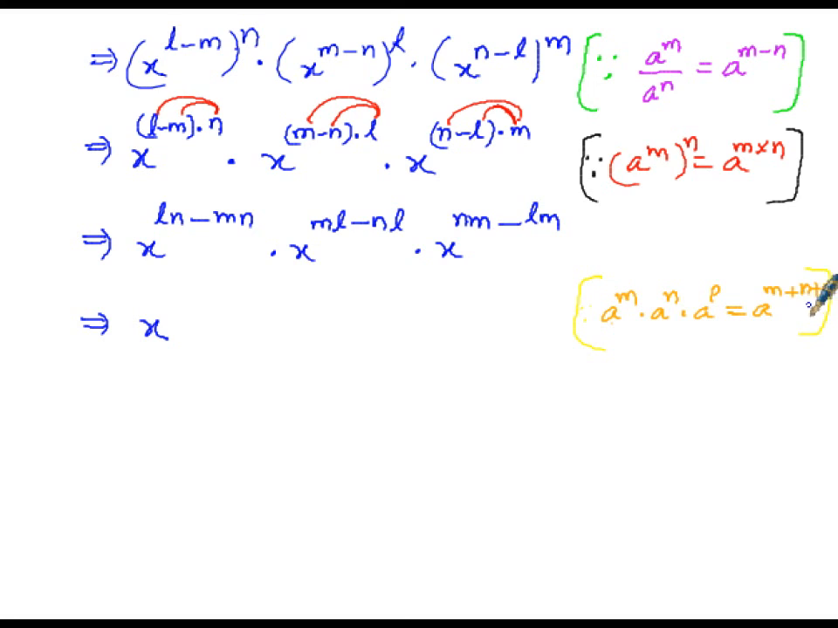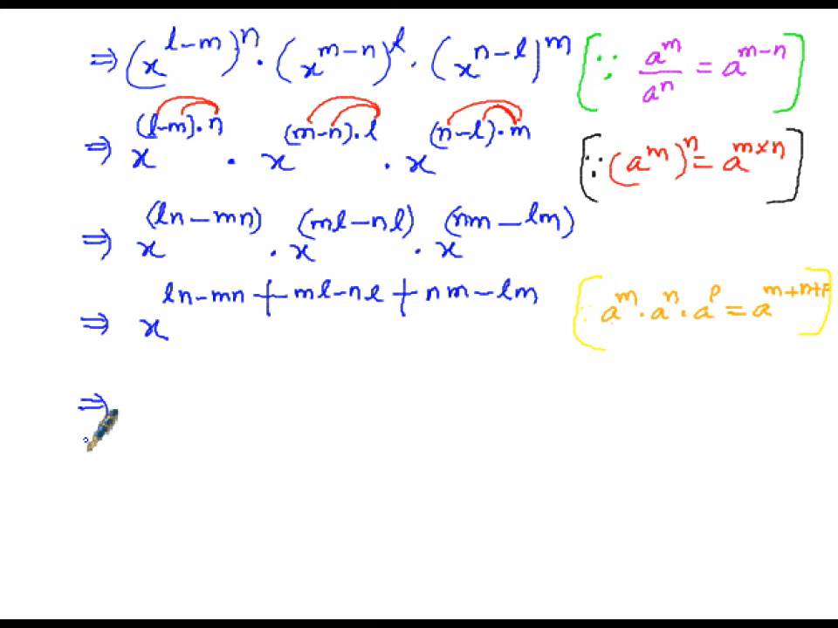So here these exponents, Ln minus Mn, and the second bracket and the third bracket, all three brackets must be added up. So Ln minus Mn must be added, plus Ml minus Nl, plus Nm minus Lm. That implies further simplification: Ln is positive and minus Ln or Nl gives the same meaning, one is negative, one is positive, so they get cancelled. Minus Mn and plus Mn or Nm, these two get cancelled. Plus Ml and minus Ml or Lm, these two get cancelled. So x to the power of, here there is no term left over, so it becomes 0.